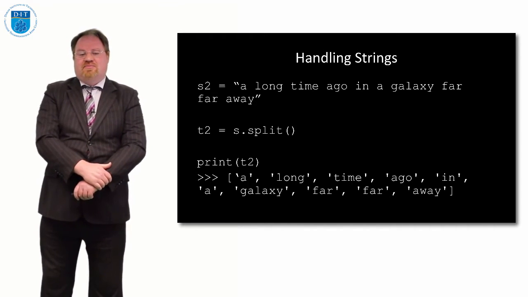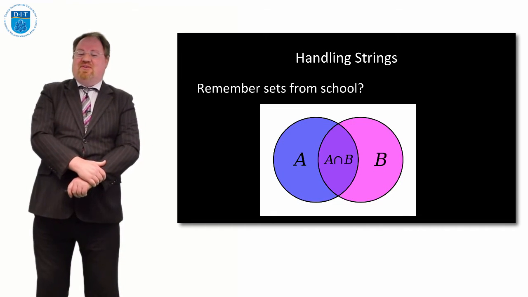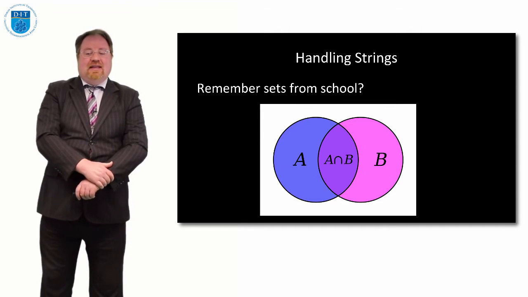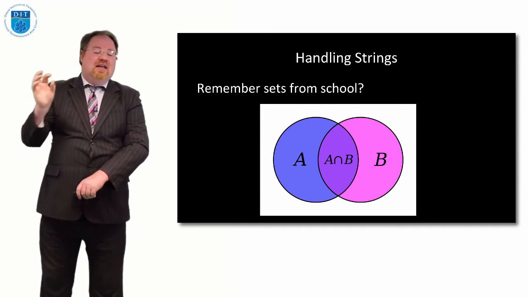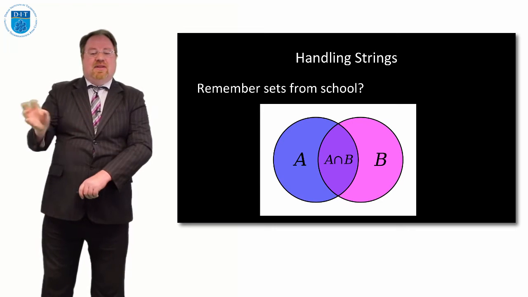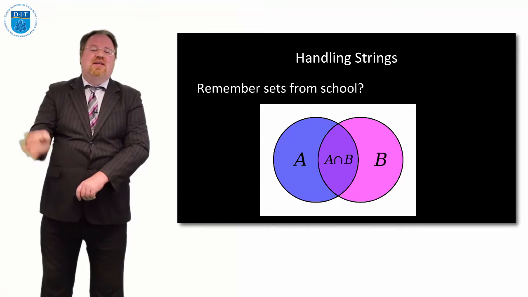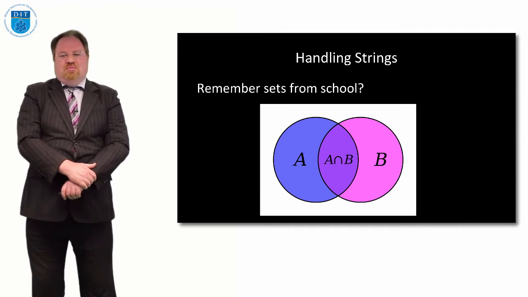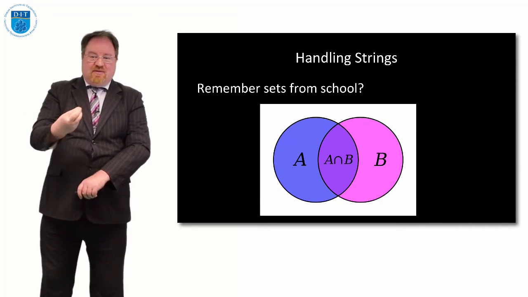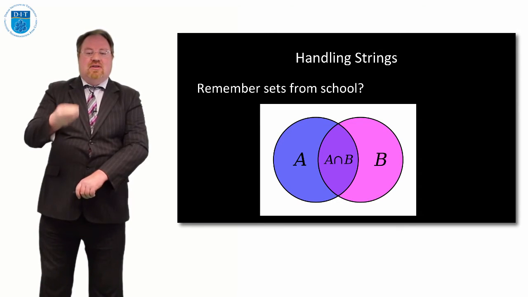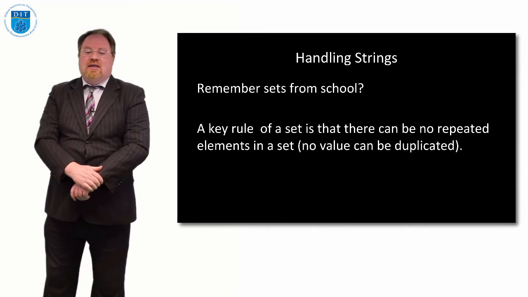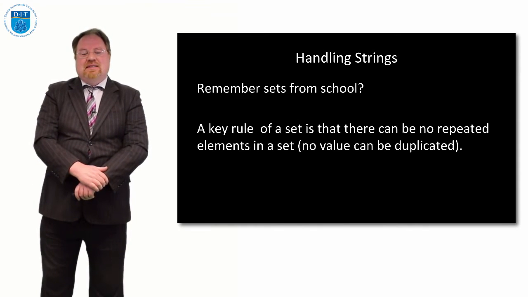And it's from, I don't know if you guys remember set theory from school, intersection and union and all that. So you'd have the circle thing, A, and there'd be a number of values stored in A, and then a number of values stored in B, and any of them that were in common was A intersection B. And if everything in both was A union B. A set has one specific rule that's very important. A set only ever has one instance of a particular value. So it's a key rule that there are no repeated elements in a set.